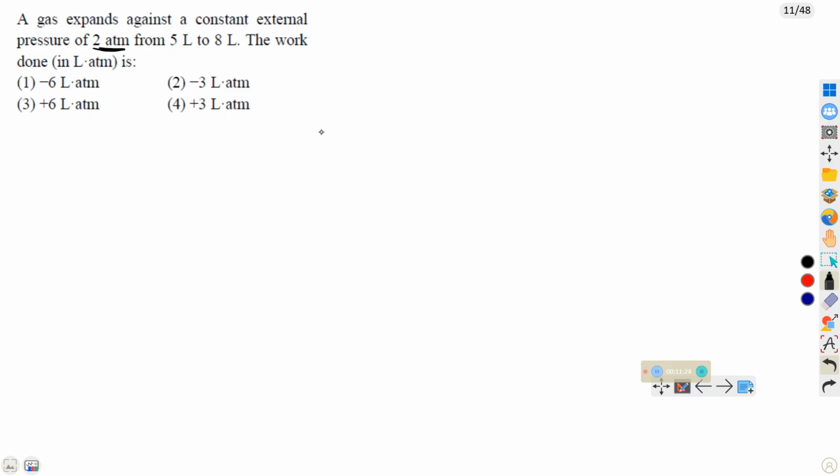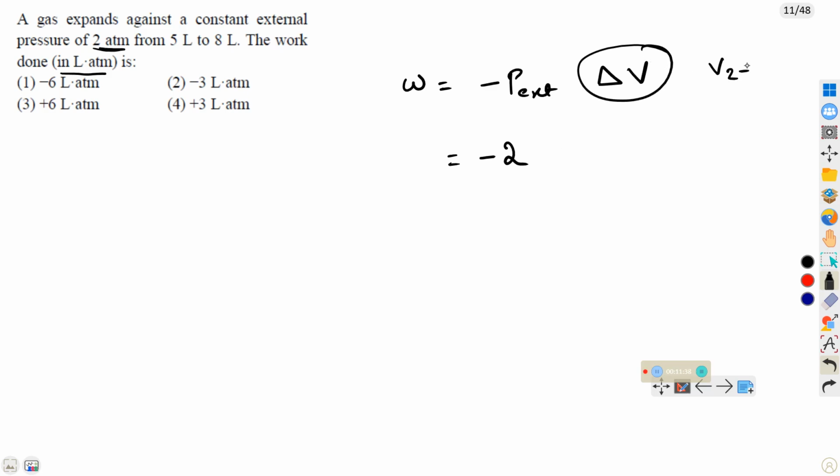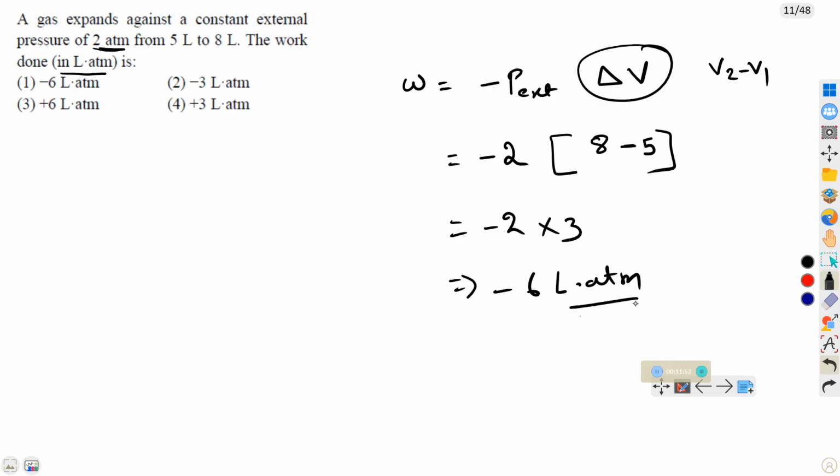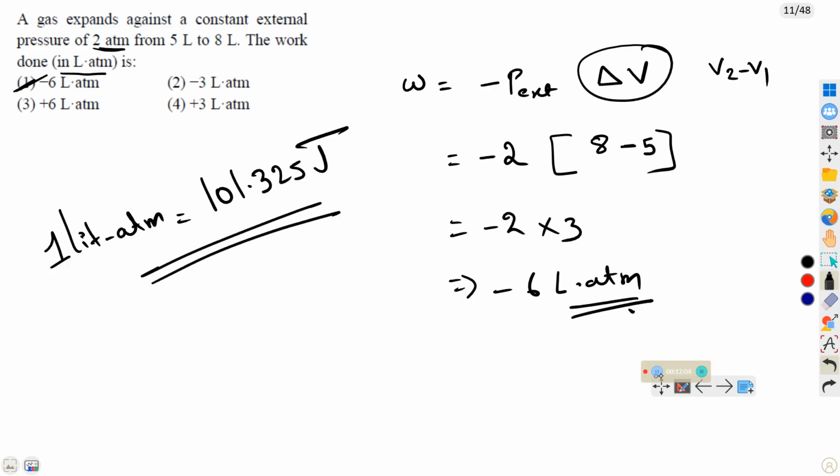from 5 liters to 8 liters. The work done in liter atmosphere. W is equal to minus P external into delta V. Minus 2 into delta V, which means V2 minus V1. So final volume 8, initial volume is 5 liters. Minus 2 into 3, that is equal to minus 6 liter atmosphere. Remember here 1 liter atmosphere is equal to 101.325 joules.